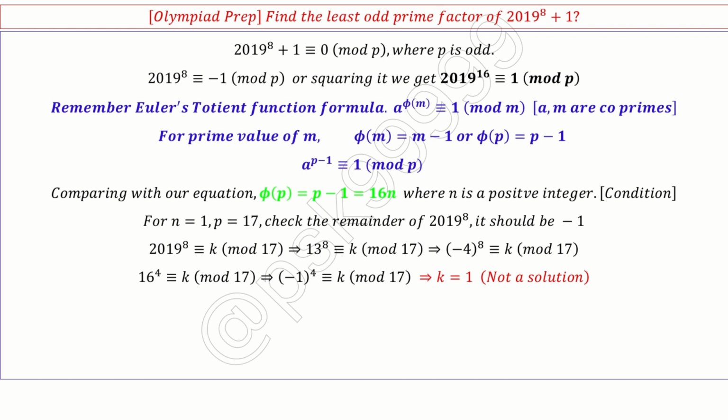This is not a solution. I am looking for k equal to minus 1, correct? I am trying to solve this problem. Okay, I want k as minus 1. Okay, so this is not a solution.